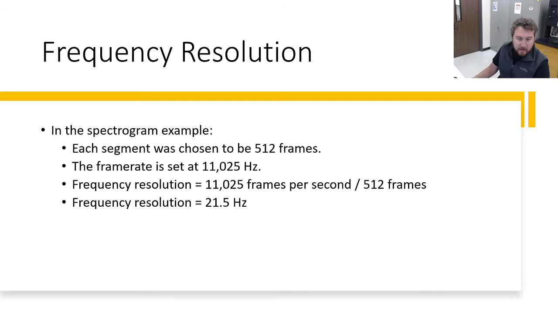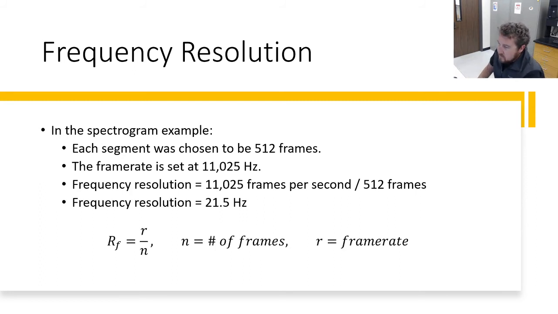So if you go back and look at the spectrogram, the vertical size of each of those cells corresponds to 21.5 hertz. So you can sit there and count. Now, this means that R sub f is equal to R over N, where N is the number of frames and R is the frame rate. So R_f is the inverse of R_t. So frequency resolution and time resolution are inversely proportional to each other.